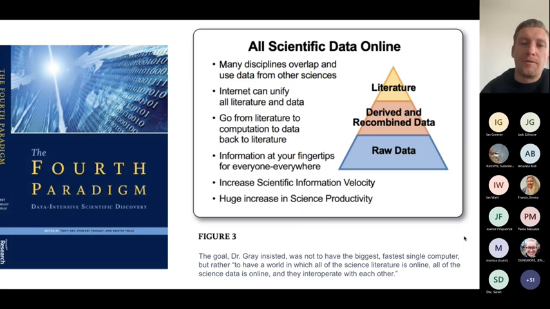this next paradigm of data-intensive research, we need a world in which all of the science literature is online and all of the science data is online and they interoperate with each other.